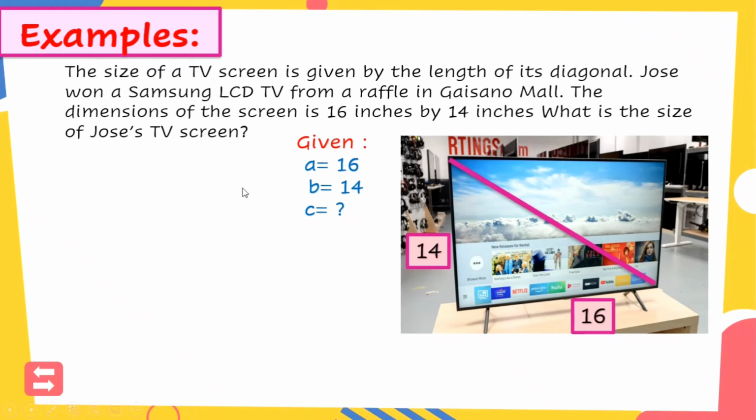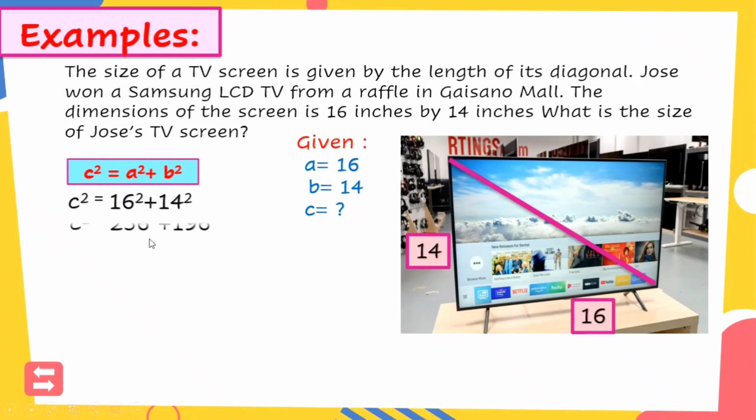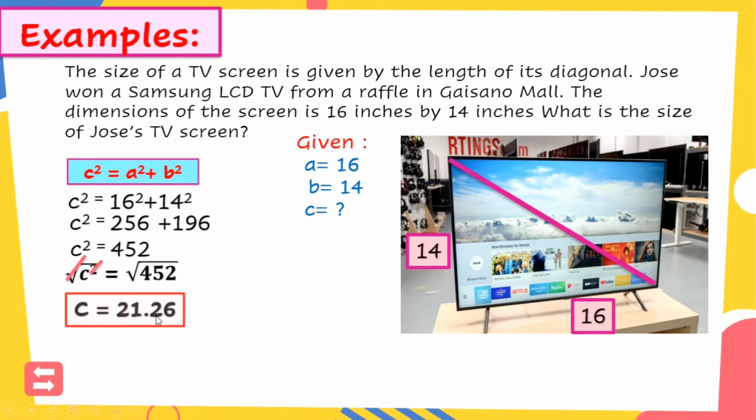So, pwede natin i-apply yung Pythagorean Theorem. So, C squared is equal to 16 squared plus 14 squared using the values of A and B. Then, simplify. 16 squared is 256 and 14 squared is 196. I-add lang natin. We have 452. Then, square root natin both sides para matanggal yung squared.